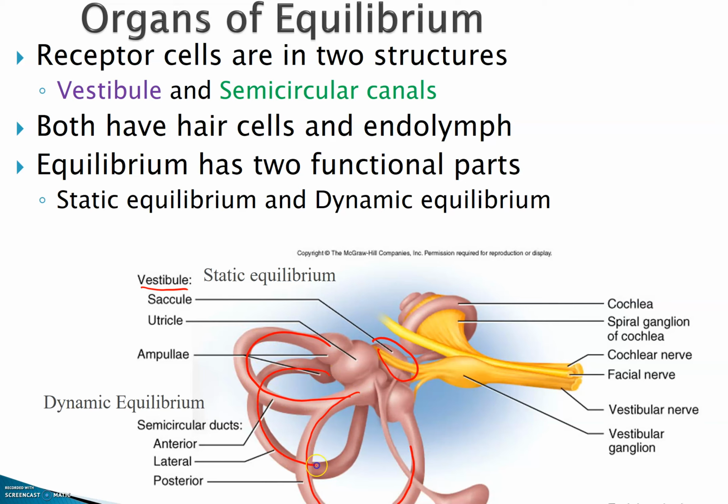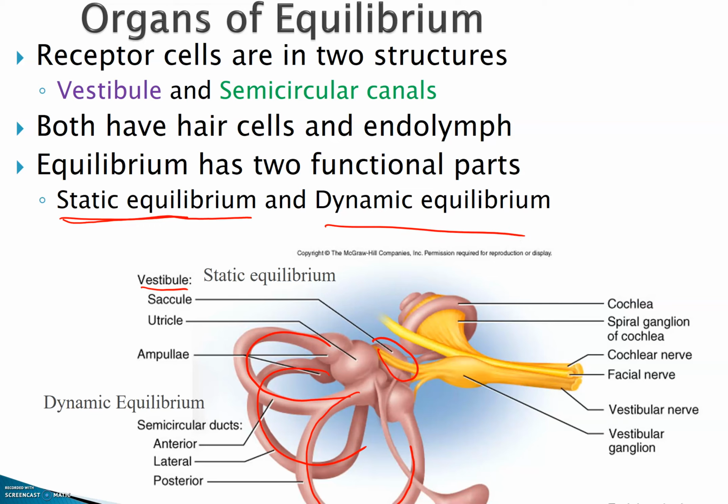And we're not going to worry about the anterior, lateral, or posterior ducts. What we care about is these are tubes, and there's a tube-like structure in there, and they have endolymph. And when you are moving your head, the endolymph moves through the semicircular ducts. When you're stationary, it should not be moving in the vestibule. And this gives us two types of equilibrium: static equilibrium and dynamic equilibrium.